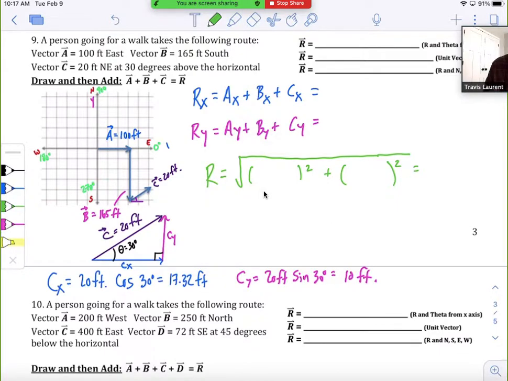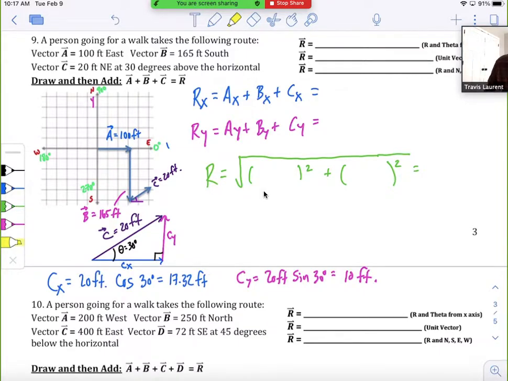And then the one that makes this one trickier than the ones we've done before is vector C is going to be 20 feet northeast at 30 degrees above the horizontal. So I pre-drew this picture for you, vector A, vector B, and vector C.